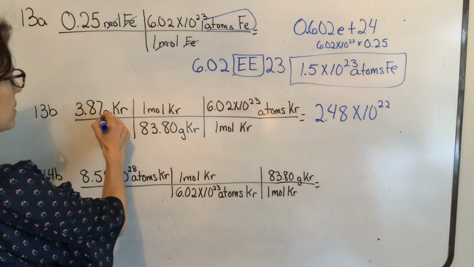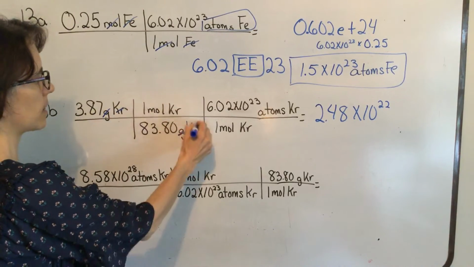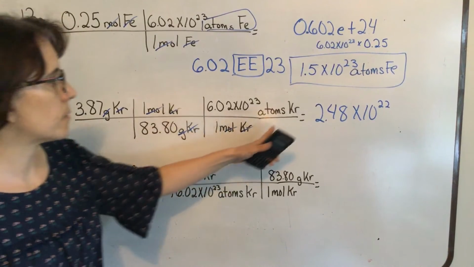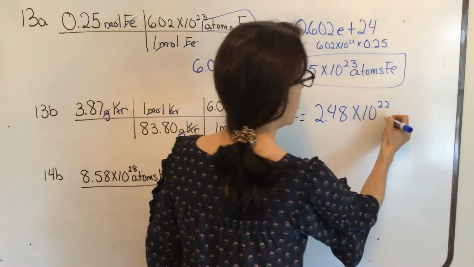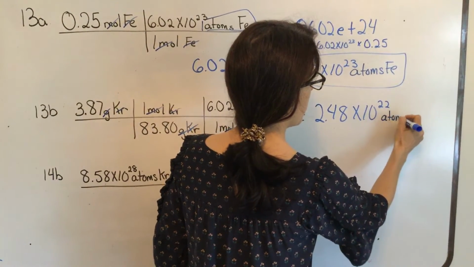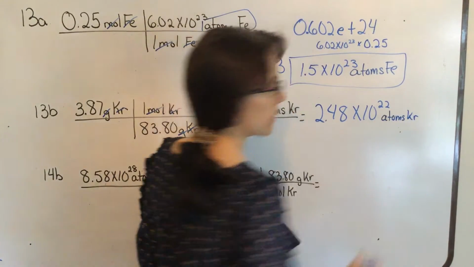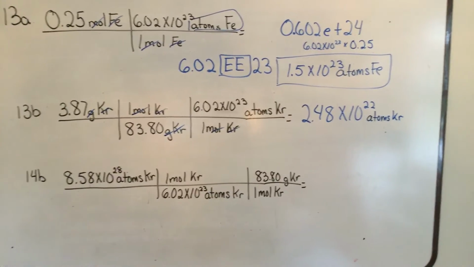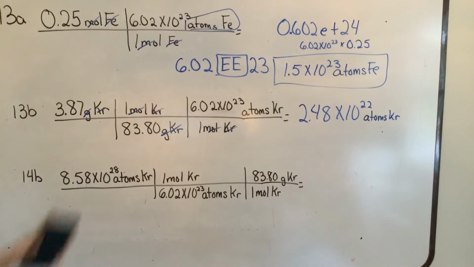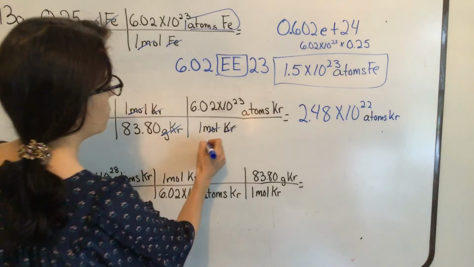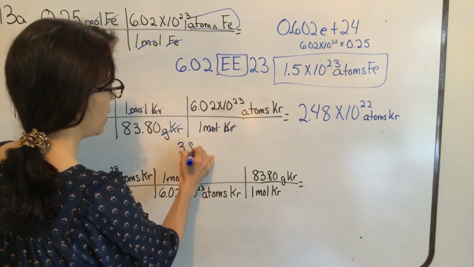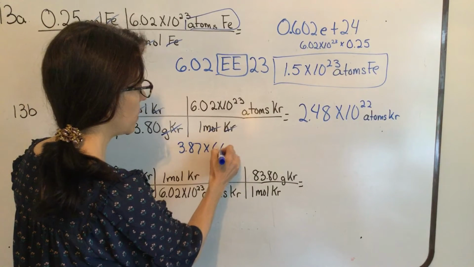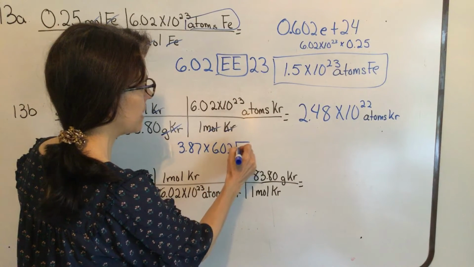Let's do our units. Grams cancels out, krypton cancels out, mole cancels out, krypton cancels out. We're left with atoms of krypton. And I think I'll change the screen a little bit here so you can see atoms of krypton. So let's review what we pushed, all right? We typed in 3.87, right? That's pretty easy, times 6.02, the double E button.